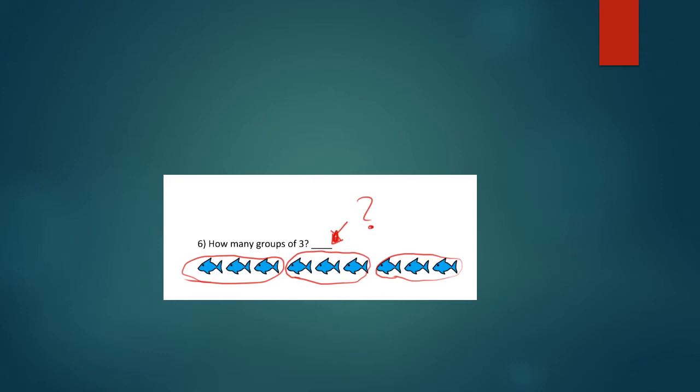So, right now, please write the number, or, because you're at home, just say the number. How many groups of 3 do you see? I'll give you a little bit of help. It's all in red. Count the red circles.